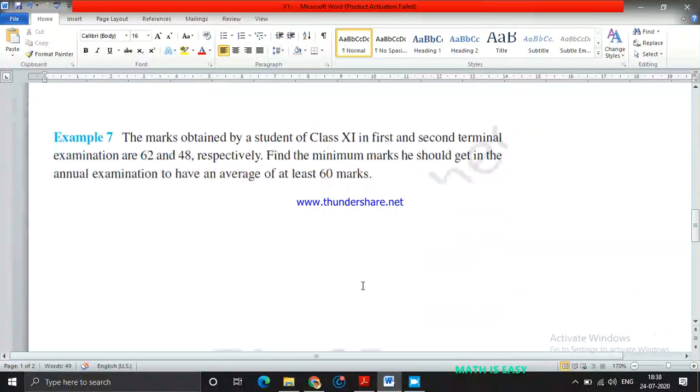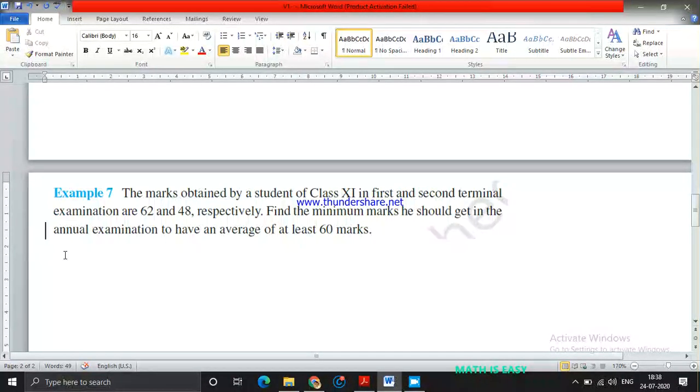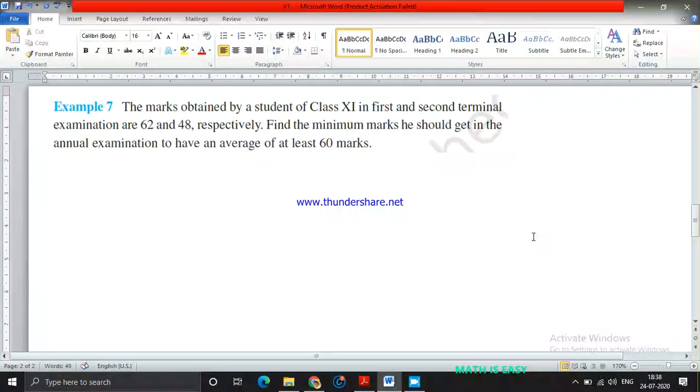Next one, what we have is word problems. We have seen how these linear equations are formed. Now we are learning how to solve them, right? Now we should know from where we get those equations and what are the situations you have.